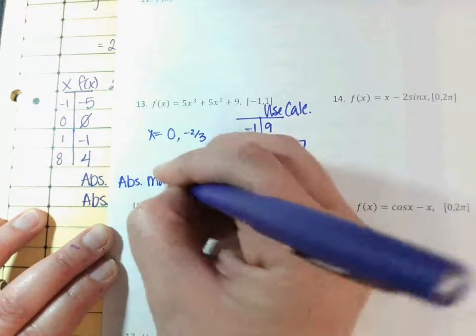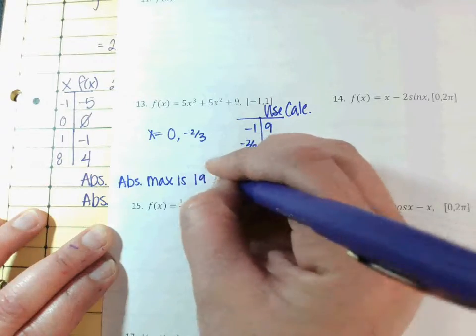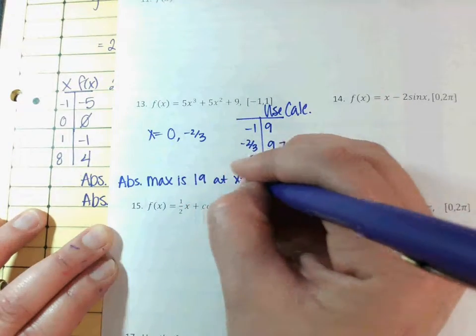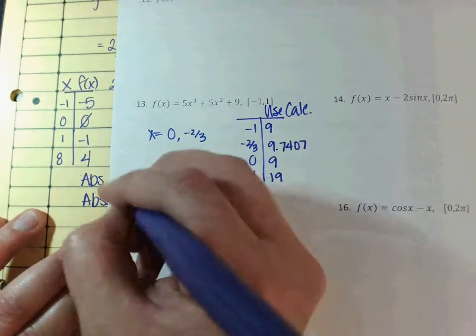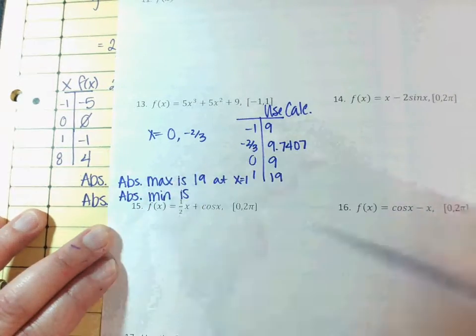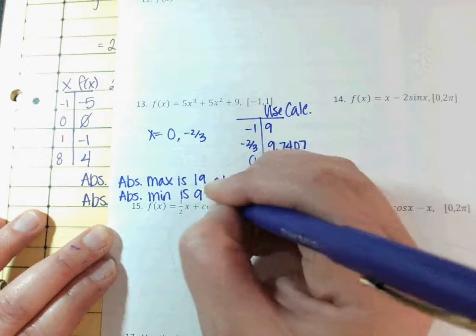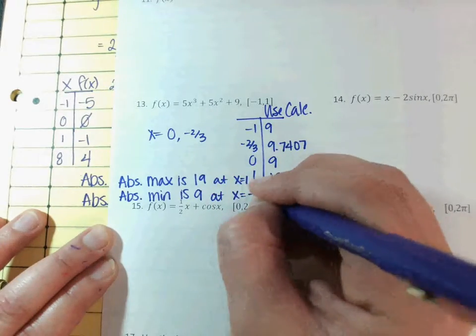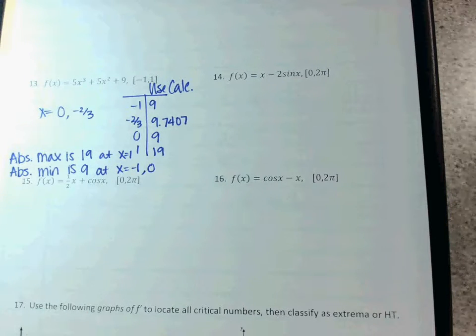Absolute max is 19 at x equals 1, and my absolute min is 9, and it occurs at what? Negative 1 and 0. And remember, your max and mins can happen more than once. That's okay. Alright, if you need help on the calculator part, raise your hand and I'll help you with that. Okay?